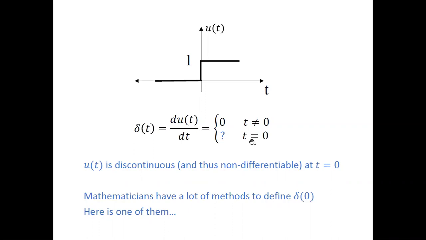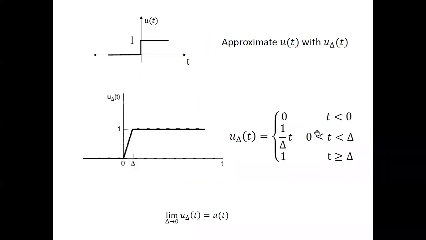So what is the derivative of u of t at this point? Actually, u of t is discontinuous at this point, and thus it is non-differentiable at this point. So mathematicians have different methods to define delta of t. And here is one of the interpretations for the definition.